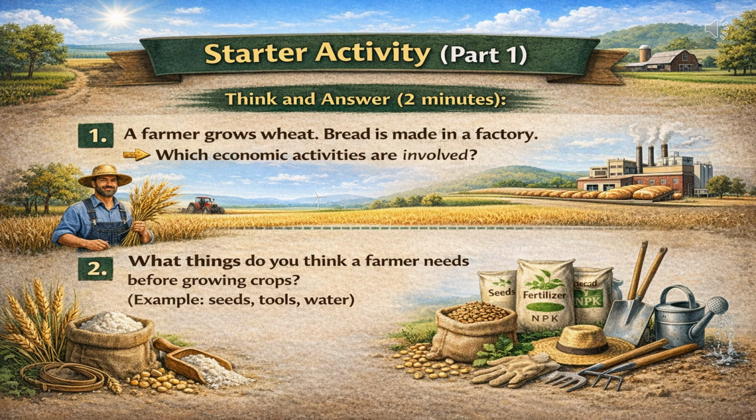Now let's warm up with a quick 2-minute activity. Question 1. A farmer grows wheat. Bread is made in a factory. Which economic activities are involved? Question 2. What do you think a farmer needs before growing crops? Like seeds, tools, water, what else? Take a moment, think, and tell me your answers. Great. Now let's move into a story to understand everything in a smooth way.